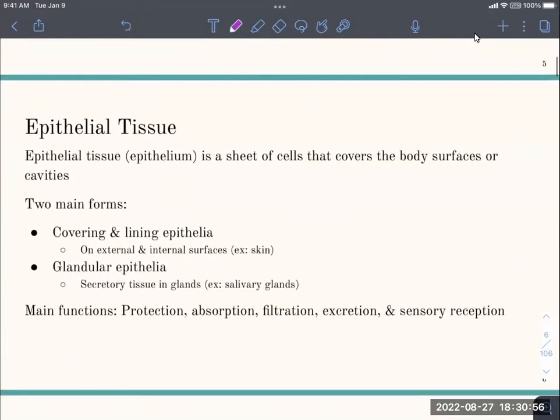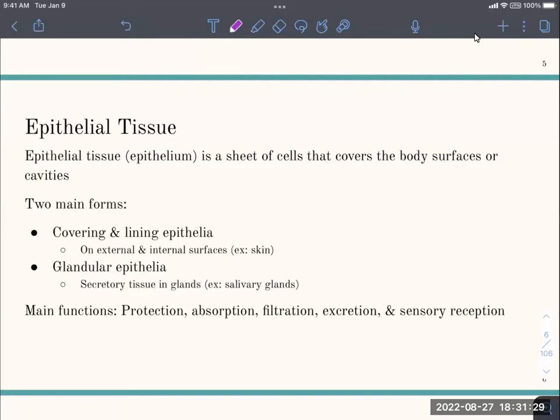So let's start by looking at epithelial tissue. There are many different kinds of epithelial tissue around the body. The main forms of epithelial tissue form some kind of covering or lining, like your skin is the best example. It also lines internal surfaces like your intestinal tract. Parts of your respiratory system are made of epithelial tissue.